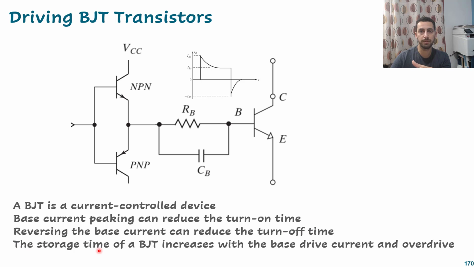And the storage time, the TS, when we turn off the BJT, increases with the base drive current and overdrive. We mentioned overdrive, but when we overdrive and push it further into saturation, we have to return back by removing all these charges and go back to turn off. If we overdrive it more, these charges will be more, and we have to remove more charges than before, and the turn off time will be bigger, okay? That's why we have this concern.